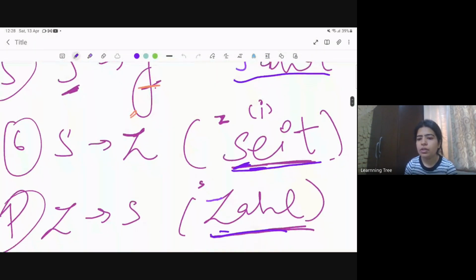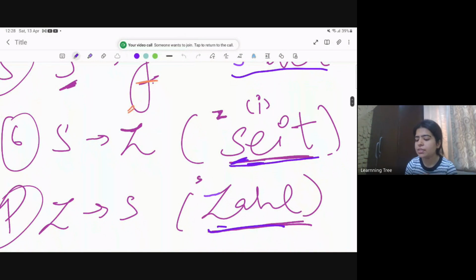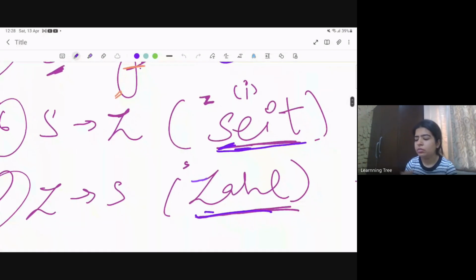Then if a word is starting from S, the pronunciation will be Z. So this word is called Zeit. Starting from S, pronunciation Z. Zeit. Yeah, we'll not pronounce it as sight. It is Zeit. Z.